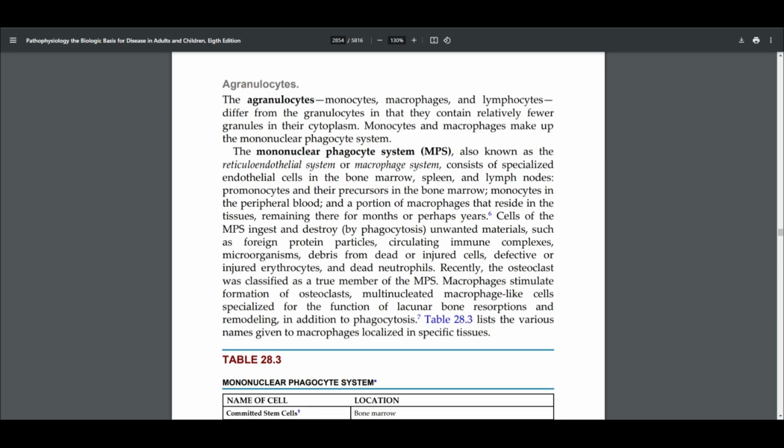Recently, the osteoclast was classified as a true member of the MPS. Macrophages stimulate formation of osteoclasts. Multinucleated macrophage-like cells specialize for the function of lacunar bone resorption and remodeling, in addition to phagocytosis.